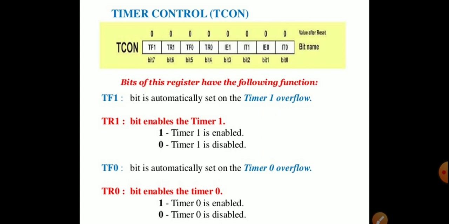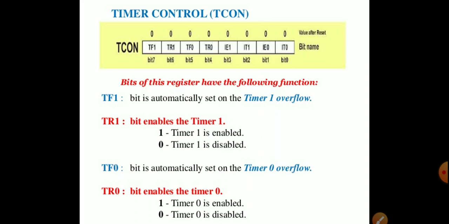Timer control register: value after reset, bit name or T-code. IT0, IE0, IT1, IE1, TR0, TF0, TR1 or TF1. Bit 7, bit 6, bit 5, bit 4, bit 3, bit 2, bit 1, bit 0. Bits of this register have the following functions.